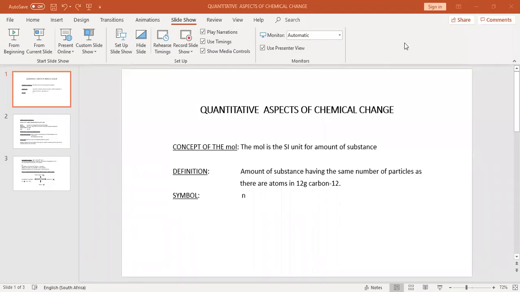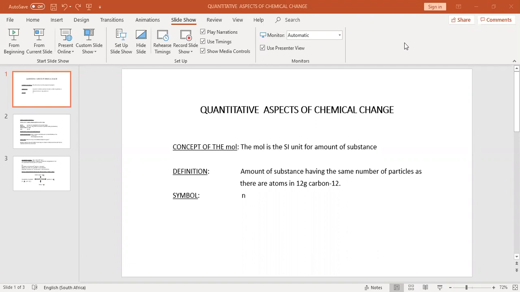Hello dear grade 10s. Today I'm discussing the quantitative aspects of chemical change. Now this section is really important from now up until the end of matric, and if you continue at university you will always use it. This concept of the mole is what I'm focusing on.